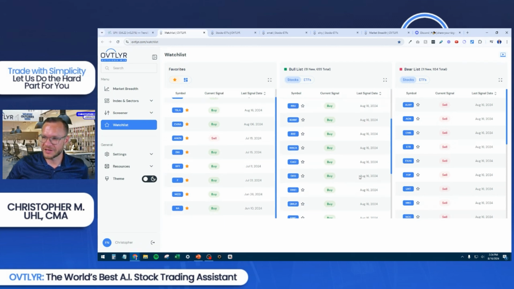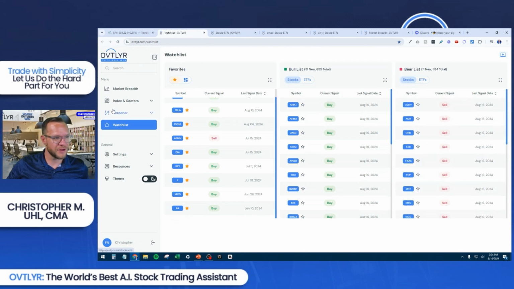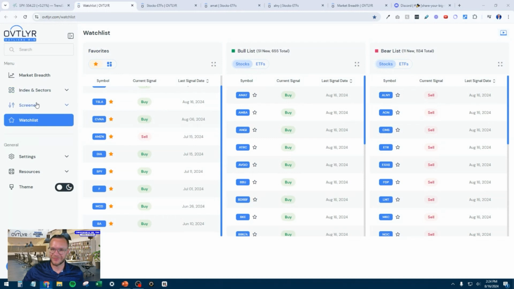And then I was looking around. I'm like, oh, okay. Things are looking a little bit different. And then I looked over here and I saw the Holy Grail, the screener. And boy, was I one happy boy this morning. So let's talk about that screener.